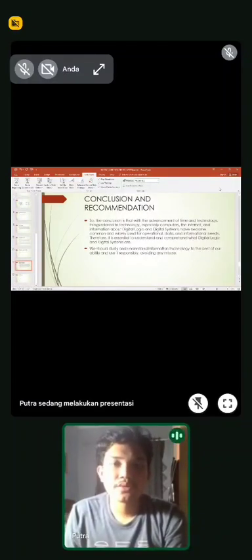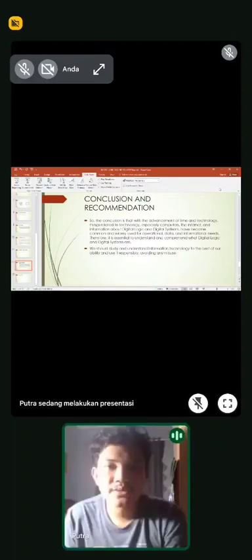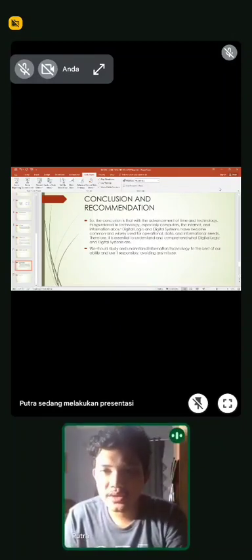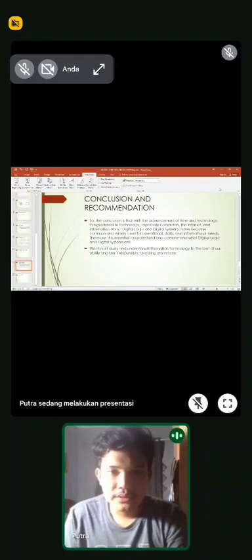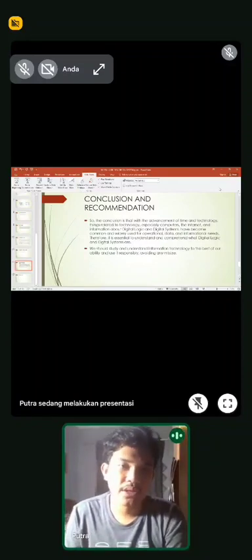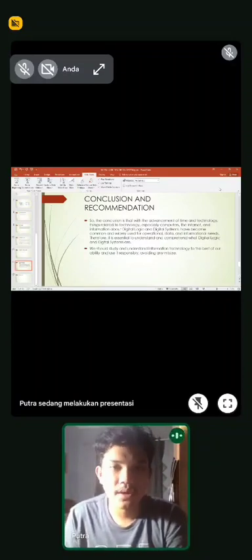And next, conclusion and recommendation. The conclusion is that with the advance of time and technology, things related to technology, especially computers, the internet, and information about digital logic and digital systems have become common and widely used for operational data and informational needs. Therefore, it is essential to understand and comprehend what digital logic and digital systems are.